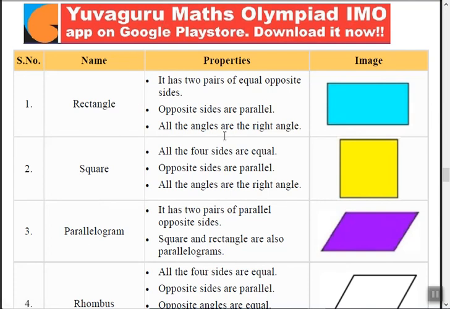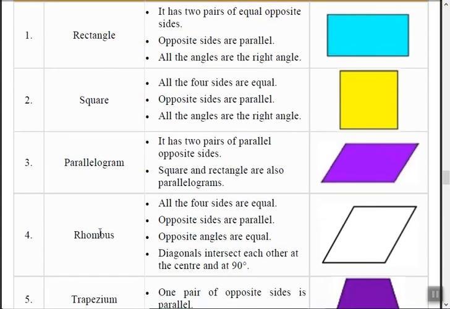Got it? So rhombus. Rhombus is similar to square. Always remember this. Square has all sides equal. Rhombus has all sides equal. Only the difference is square has 90 degrees for all angles, and rhombus doesn't have 90 degrees for all the angles.